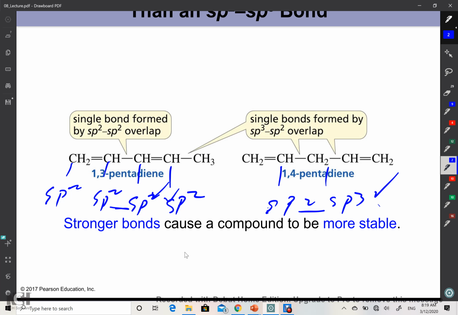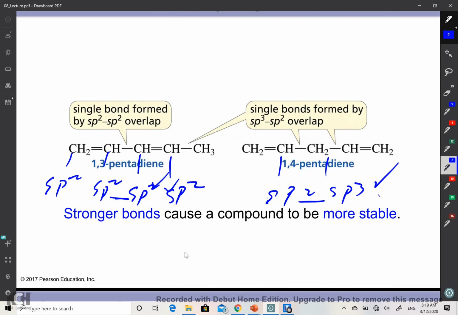And if they are stronger, it is hard to break. Does that make sense? If a bond is shorter and stronger, then it's hard to break, meaning that it is stable. Does that make sense for everyone? Okay, that's the way I want us to think about it.